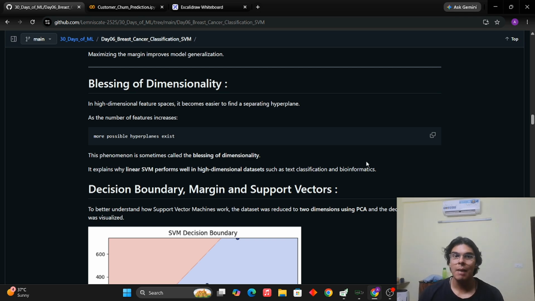But at the same time, dimensionality also brings us a positive use case. If it's a high dimensional data or a high dimensional feature space, it becomes easier for us to separate the data. Okay, because there are many possible ways to create a line to separate the data. This is called the blessing of dimensionality. Okay, and this is specifically why SVM performs very well here. Okay. So this is the intuition here.